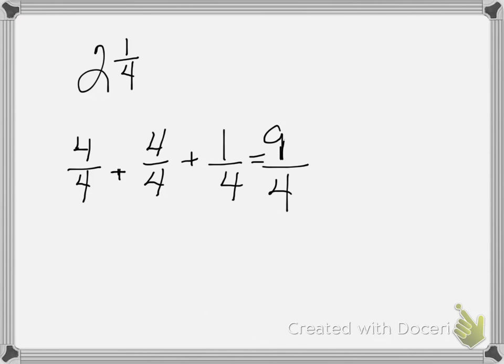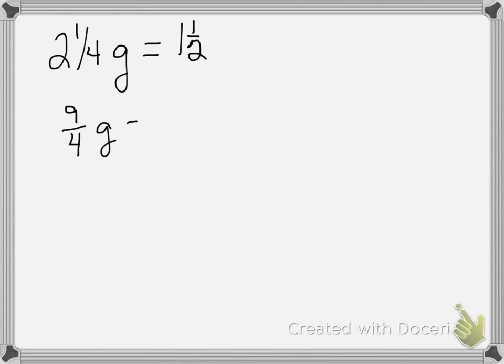So let's look one more time at what we did here. I've got 2 1/4 g is equal to 1 1/2. First, I converted it to an improper fraction. So I had 9 over 4g equals 3 over 2. To get rid of this, I multiplied by its reciprocal. So these cancel each other. They don't really cancel, they become 1, but a lot of teachers just say they cancel to make it simpler. I just like for you to understand the math behind it, I guess.